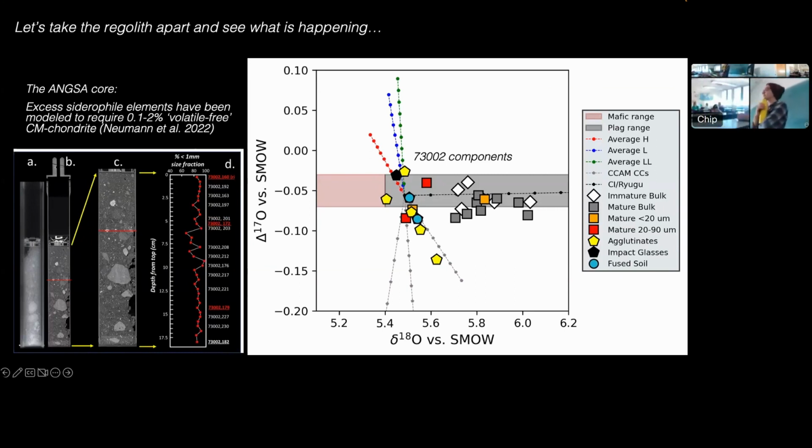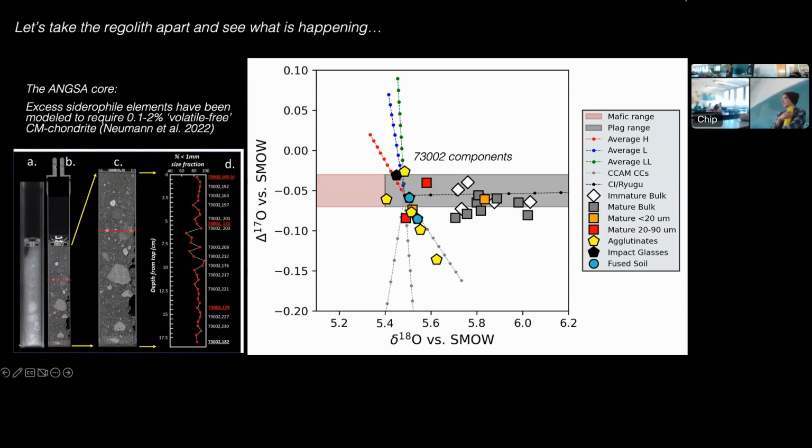But that's not a big change in delta 18. Could it not just be a little bit of higher proportion of plag, for example? Certainly. Without any excess contribution? You mentioned siderophile, elevated siderophile. Is that actually what you see in those samples? Because that would help you.